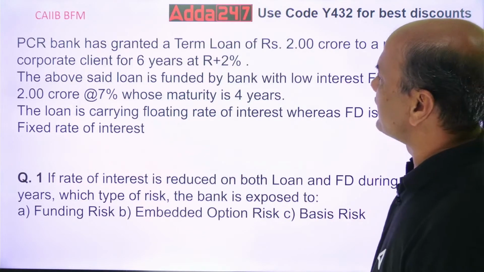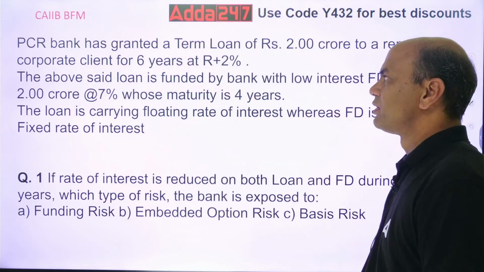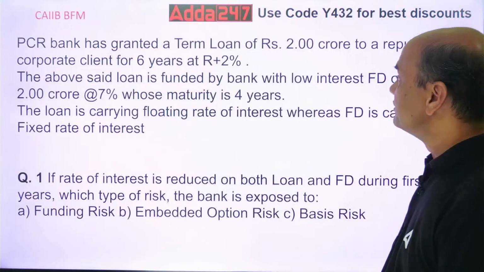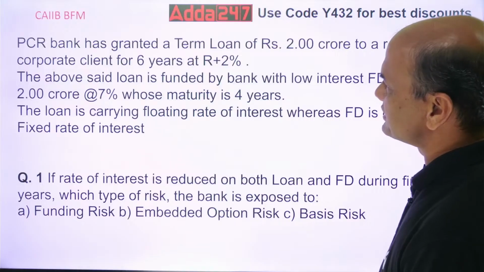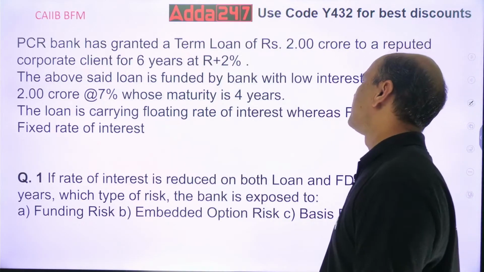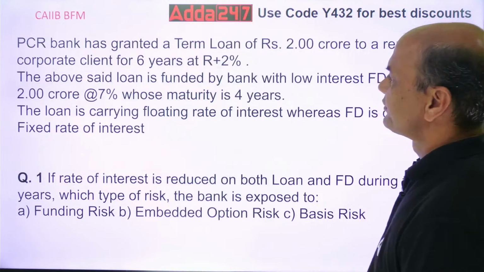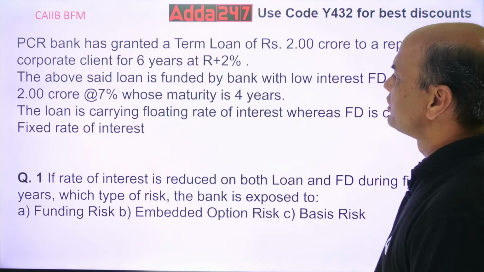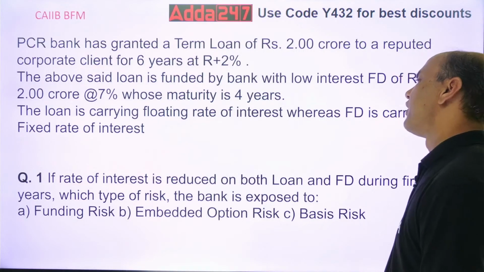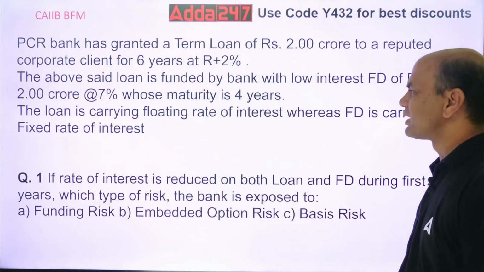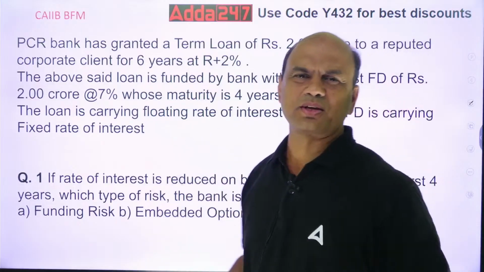PCR Bank has granted a term loan of 2 crores to a reputed corporate client for 6 years at R plus 2. R means what? Repo. Repo plus 2. The above said loan is funded with a low interest FD of rupees 2 crores at 7%, whose maturity is 4 years. The loan is carrying a floating rate, whereas the FD is carrying a fixed rate. Even if this line wouldn't have been given, it's okay.